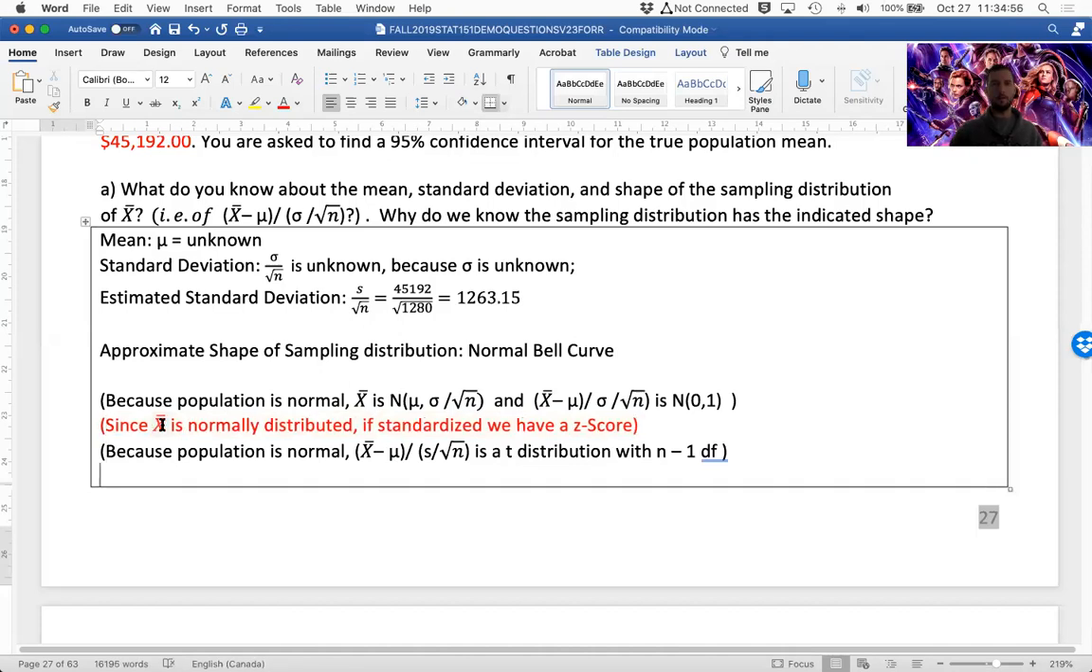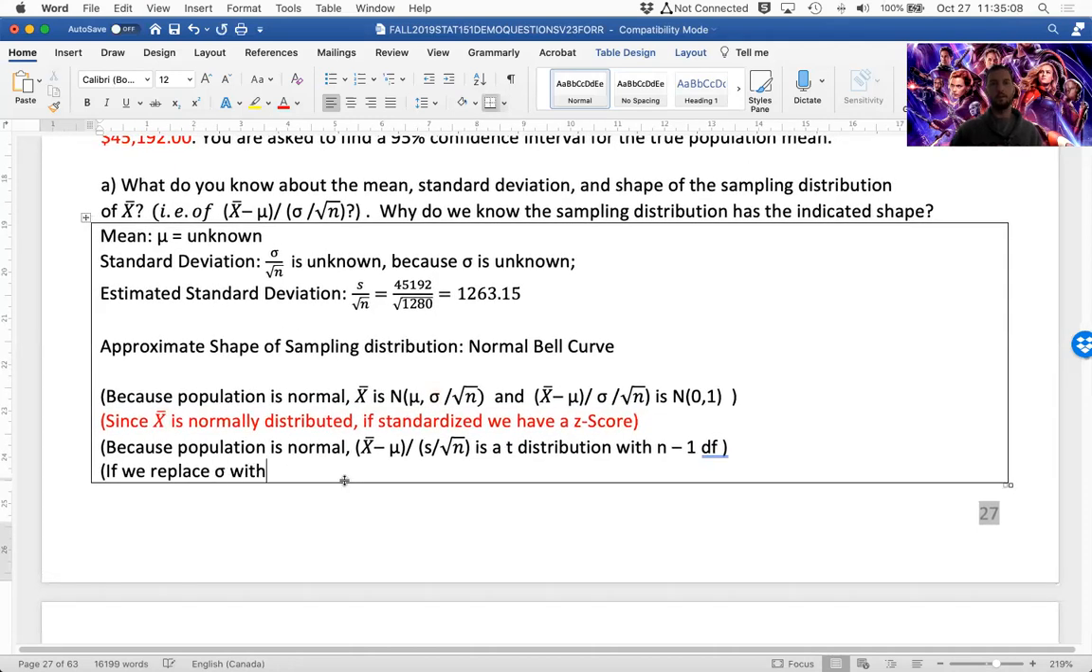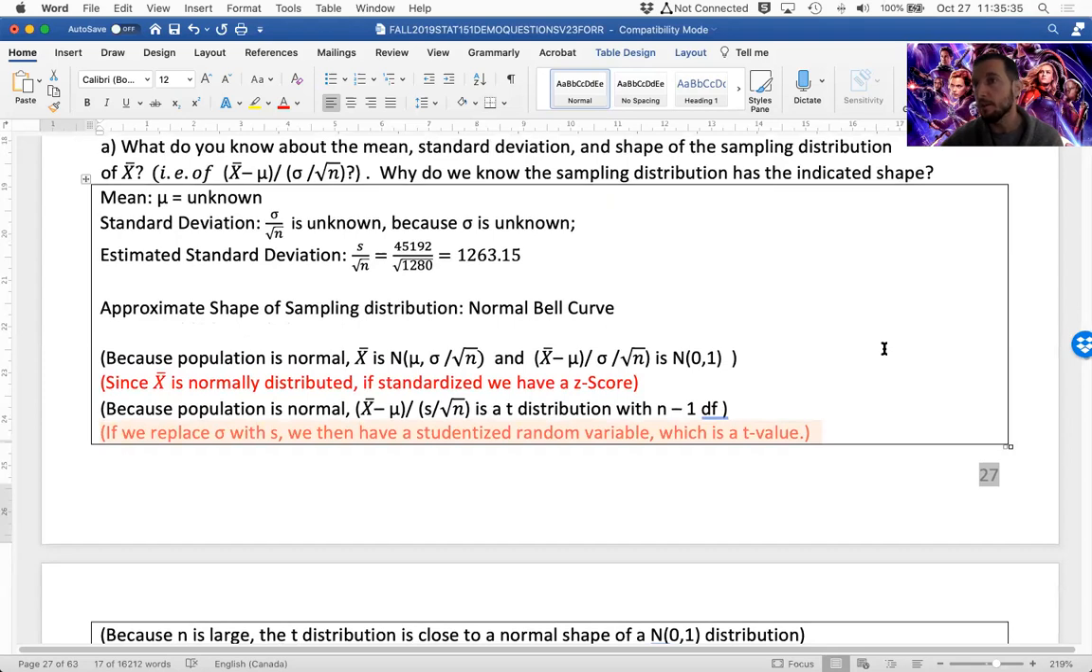And then on the second line, we're basically just saying, if we replace sigma with S, we then have a studentized random variable, which is a t-value. So basically, long story short, because we do not have sigma, because we are working with sample information only, the confidence interval will be computed using a t-value rather than a z-score.